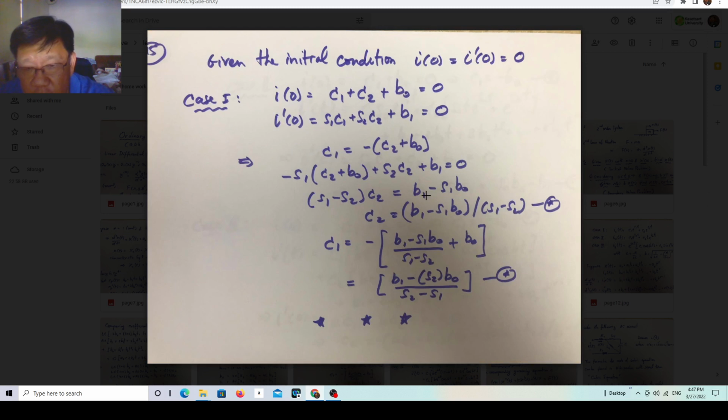So this is a simple solving of equations. First, from the first equation, you write C sub 1 in terms of C sub 2: C sub 1 equal to minus C sub 2 plus B sub 0. And then you put C sub 1 in terms of C sub 2 into the second equation to derive C sub 2. So for the second equation, with S sub 1, C sub 1 in terms of C sub 2 substituted here, you only have C sub 2 left, so you rearrange the terms.